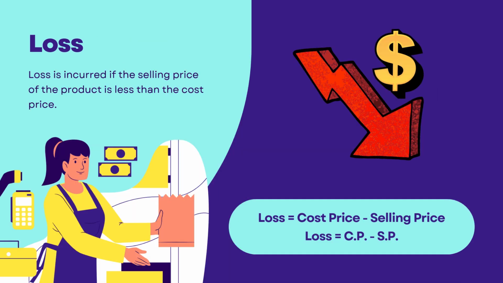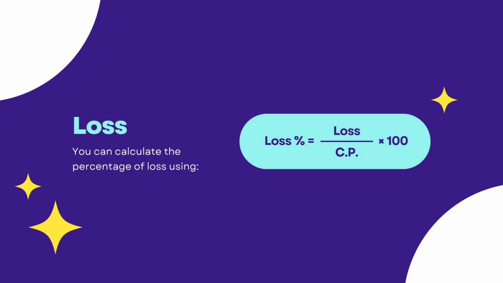Now what is a loss? Loss is incurred if the selling price of the product is less than the cost price. Its formula will be equal to cost price minus selling price. Now let's see how we can calculate the percentage of loss. It will be equal to the loss over the cost price times 100.